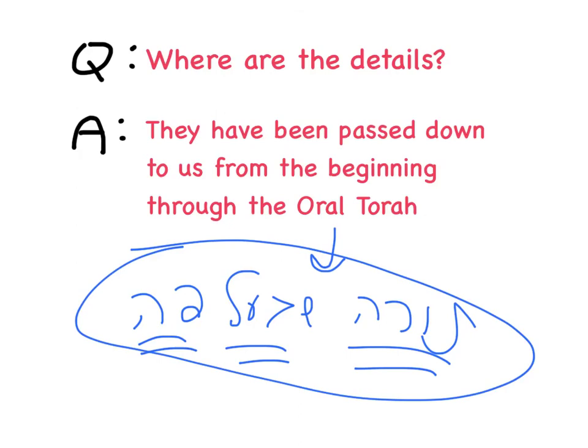And now that we understand what the Torah Sheba'al Peh is, we can start looking at the different components and different parts of the Torah Sheba'al Peh, Gemara being one of them. We'll discuss that in future lessons.